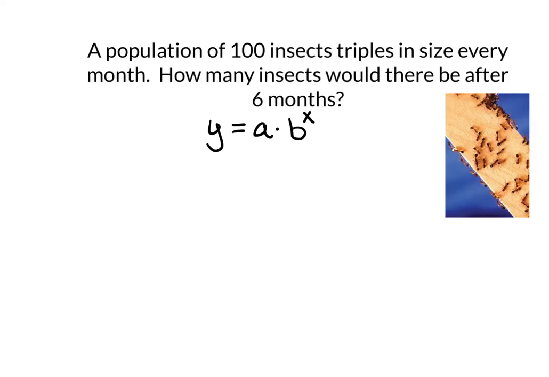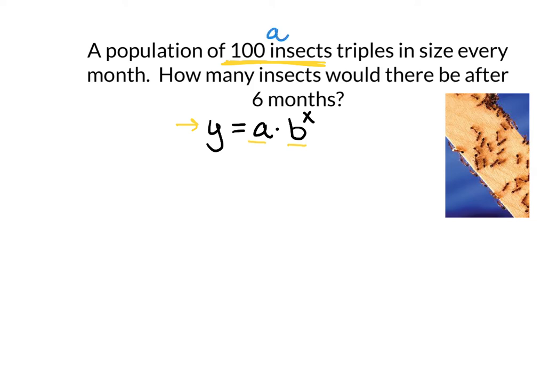All right, now we're going to apply a story problem to the exponential function. In this equation, y equals a times b to the power of x, we have to figure out what is a and what is b. So a population of 100 insects, that is my starting amount. So if it's my starting amount, there's my a.